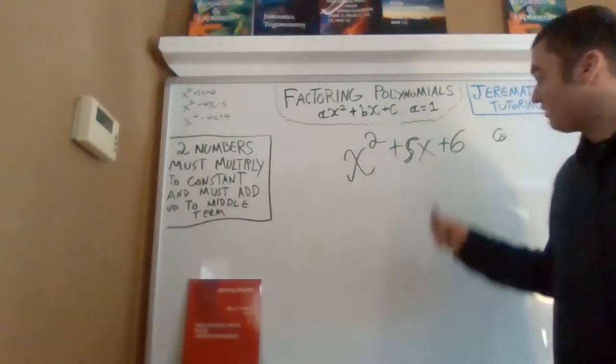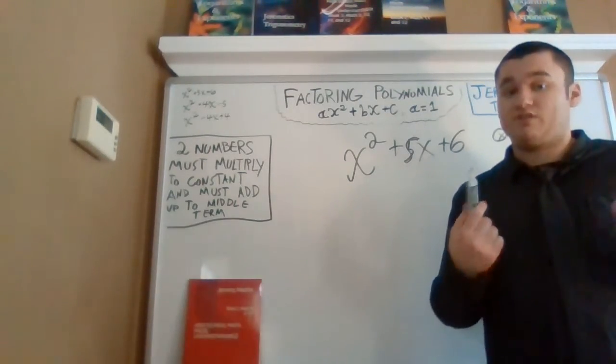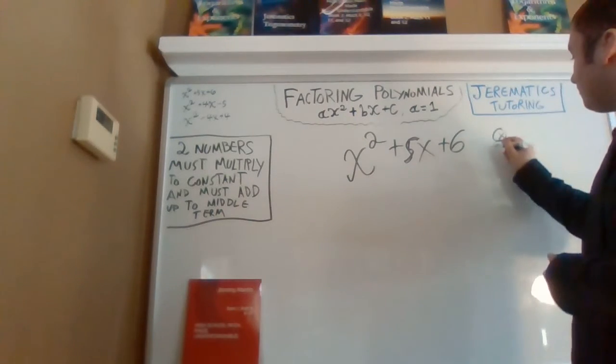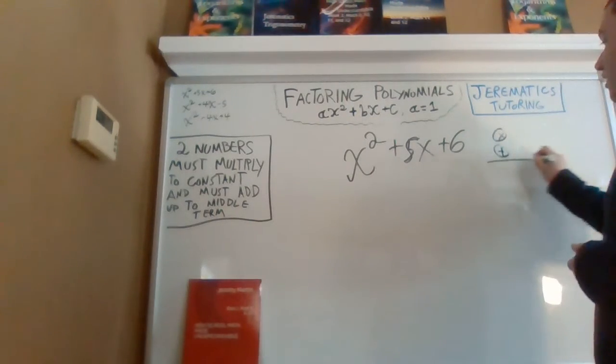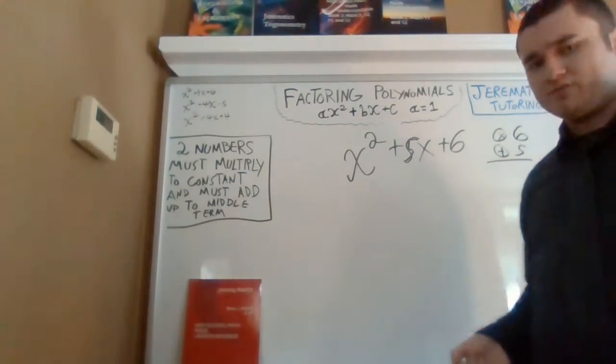Which one's our constant term? It's plus 6 because there's no variable attached to it. 6 will always be 6. The value of 6 will never change. So two numbers multiply to 6, and two numbers add up to 5. Which two numbers are they?